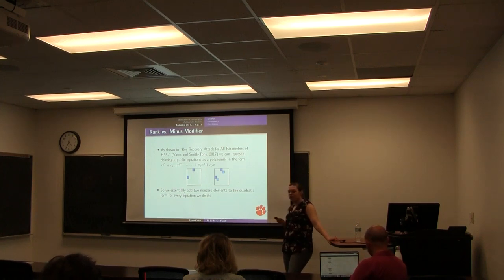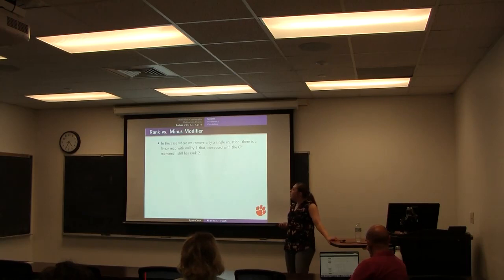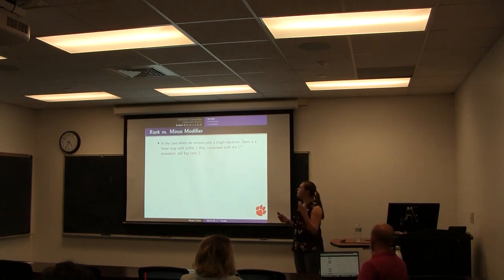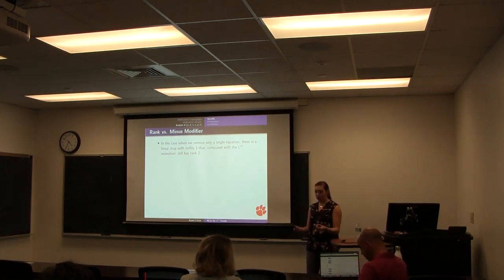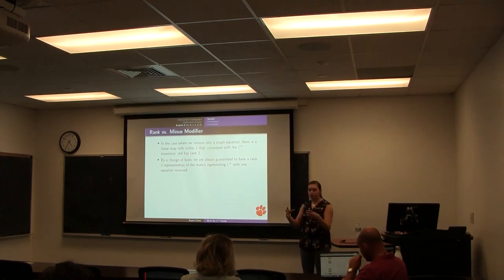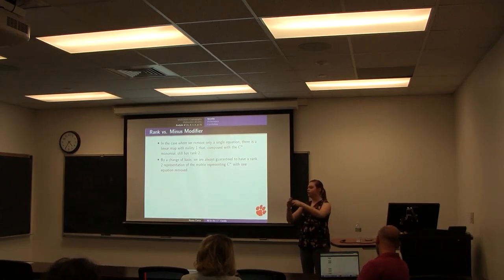So clearly there's more to this than just this nice polynomial. What happens when we delete just one equation? If I only remove one equation, there's going to be some linear map with nullity 1 that when I compose it with C star, it's still going to have rank 2. And so we can always have this change of basis that I can represent C star with one equation removed with a rank 2. Really what happens is, if I have a C star map, if I delete 1, my rank stays the same, but then when I delete 2, because it only works for the first one, then it's going to raise it.